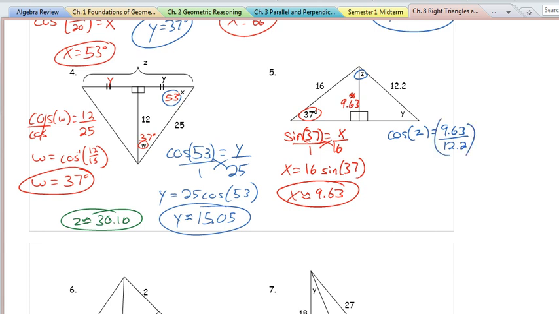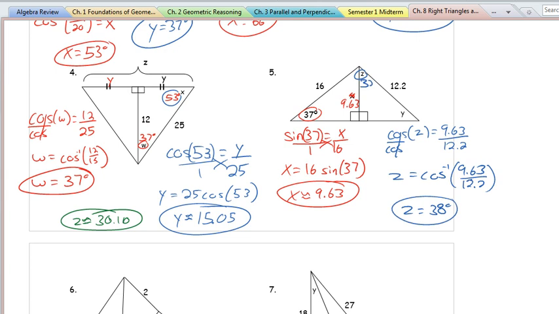Again, if you know that, what you really want to do is think of it as dividing by cosine, which is taking the inverse cosine of 9.63 over 12.2. So inverse cosine, second cosine, and we have 9.63 over 12.2. And it comes out to be about 38 degrees for Z. So Z is 38 degrees.